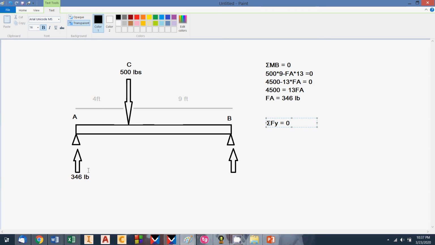So 500 down, 346 up, and then some other amount up here. Now when we do this, we just say that up is positive and down is negative. So what forces do we already know? We know we have 346 pounds up. We'll leave that positive. We have a negative 500 because this is pushing down. And there's a third force. We're going to count this force because we're not talking about moments anymore. So the distance, the fact that it's 0 from point B, doesn't matter. We're just looking at the forces. And we don't know what this is yet, so I'm just going to call it plus force B.